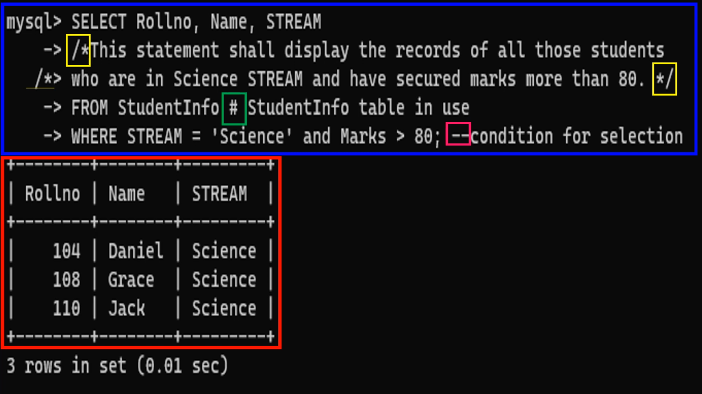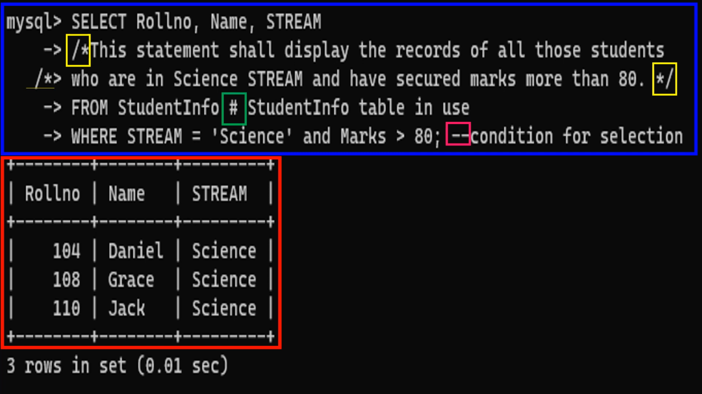Now look at the last line, where stream equals science and marks greater than 80; semicolon, double dash, condition for selection. The double dash is given in a pink box for your reference. You can see the double dashes, which indicate single-line comments. These comments are used to annotate code and explain the program's flow. They are placed at the beginning or end of a program to offer insights for users. Here, it is placed at the end of the program.